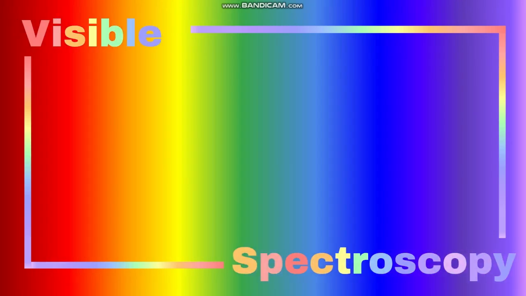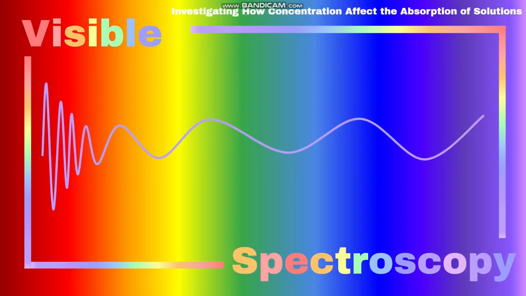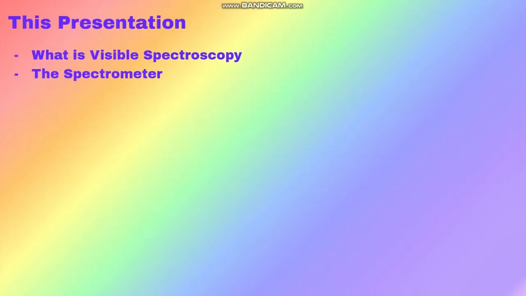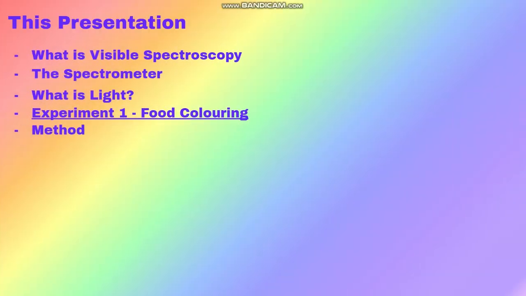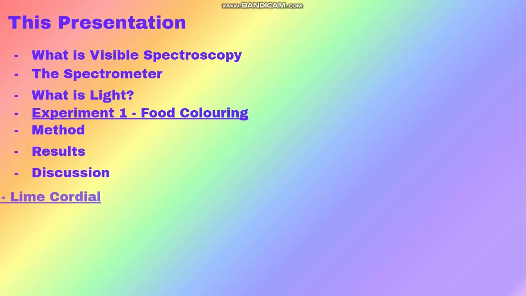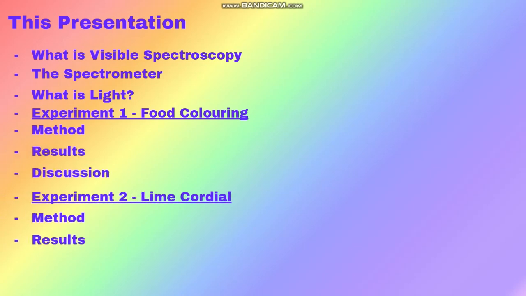This presentation is about visible spectroscopy and investigating how concentration affects the absorption of solutions. It is going to include visible spectroscopy, the spectrometer, which is how we measure absorption, and how light affects solutions, such as colours. We will do an experiment with food colouring to explore this, with methods, results, and discussions, as well as how concentration affects absorption of different solutions, with methods, results, discussions, and references at the end.